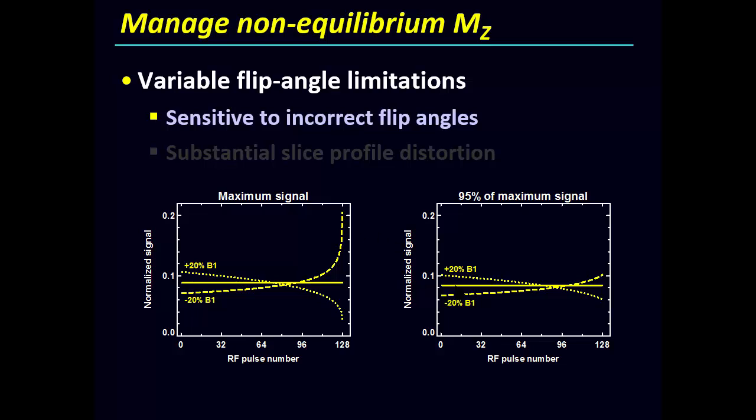What you can do is, instead of deriving flip angles that give you the maximum signal, simply reduce this a little bit. Here we've shown targeting the signal just 5% less. Then even in the face of B1 inhomogeneity or incorrect flip angles, you get more or less what you ask for, more or less what you wanted.